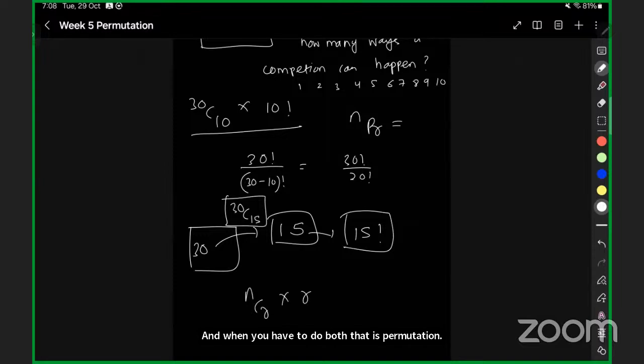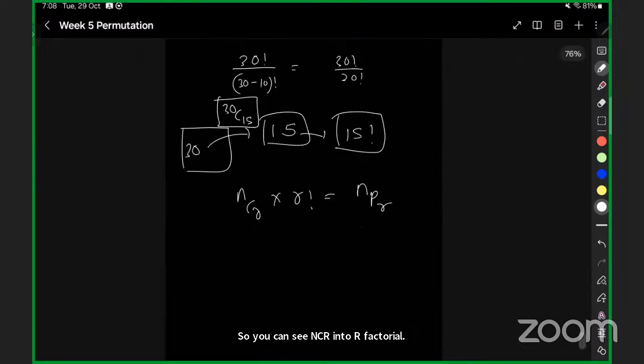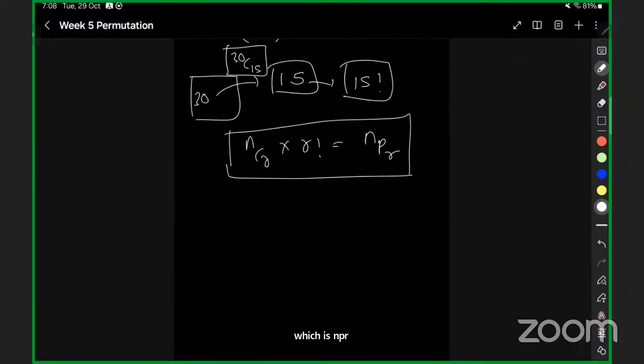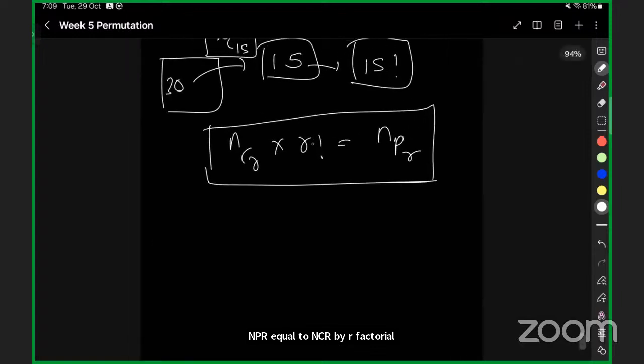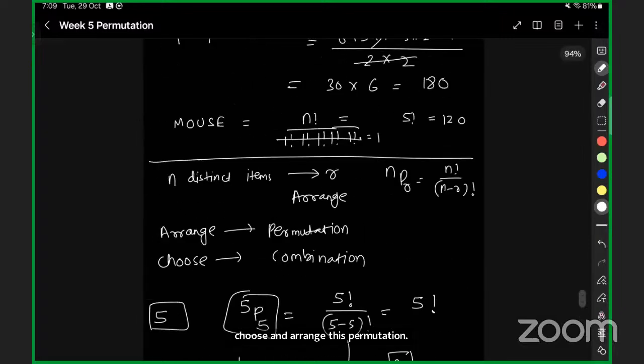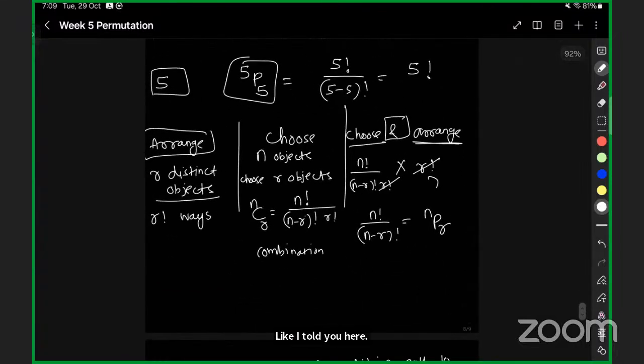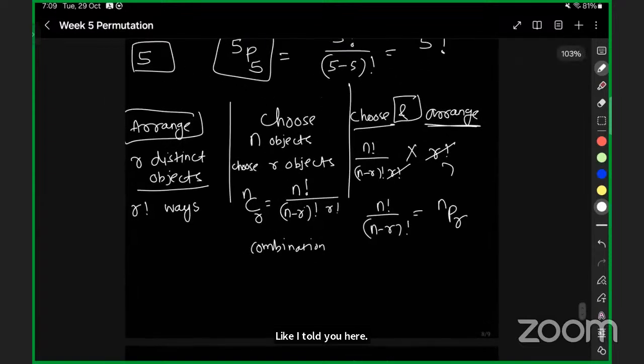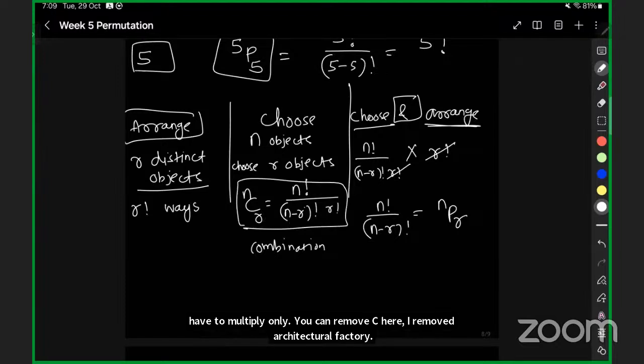So you can see nCr into r factorial, which is nPr. Sir, we can say nPr equals nCr into r factorial. And this is arrange, and this is choosing. Choose and arrange is permutation. Like I told you here, if we derive from the formula, that's how you will get nPr. You have to multiply only. You can remove, see here, I removed r factorial. So this is the nCr formula, how to choose some objects.